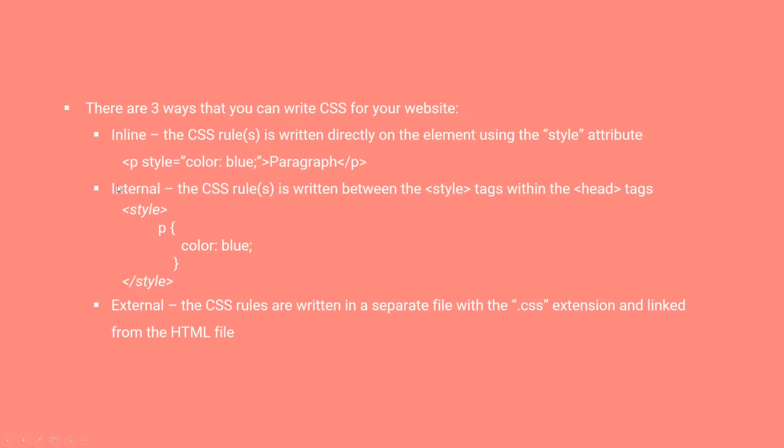The next one is called internal CSS. This way, the CSS rule is written between the style tag within the head tag. As you can see here, we open the style tag, we close it, and between them we put our CSS rule, as you can see right here. And the third one, which is the best option, is an external style sheet, where the CSS rules are written in a separate file with a .css extension and linked from the HTML file. We'll go through each one of these on the next screen.